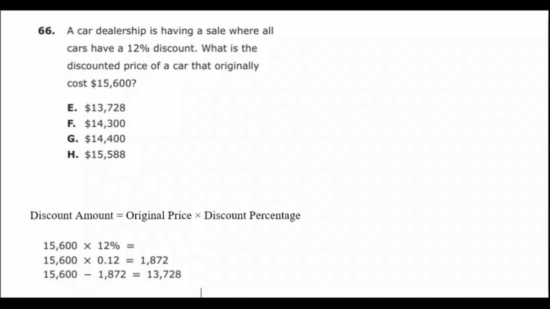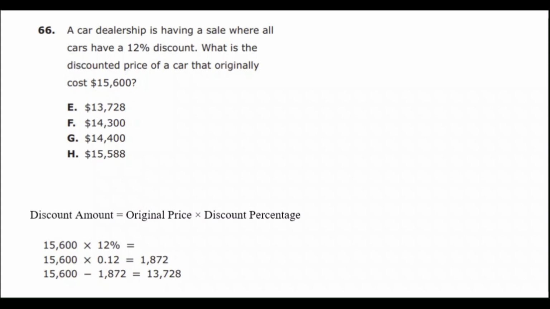Here's the problem. A car originally costs $15,600 and the dealership is giving a 12% discount. So we need to figure out what the discounted price is after applying that 12% reduction. Discount amount equals original price times discount percentage.